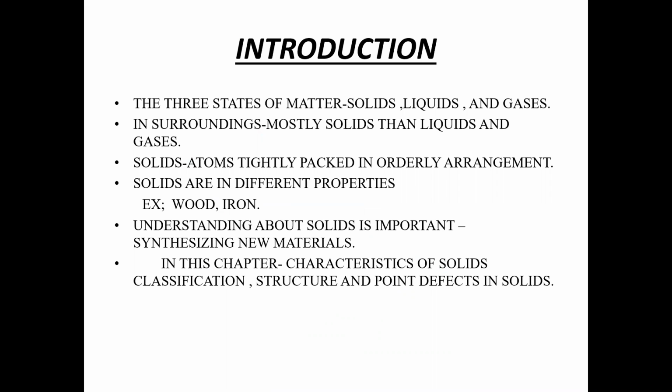In nature, most of the particles are in the solid state rather than the liquid and gaseous state. In solids, atoms are arranged orderly. So solids have different properties. For example, wood and iron. Wood does not conduct electricity, so we call it an insulator. But iron conducts electricity, so we call it a conductor. The property is different because the binding forces between the atoms are different. So the properties differ in different solids.